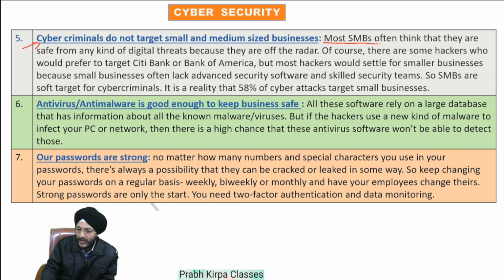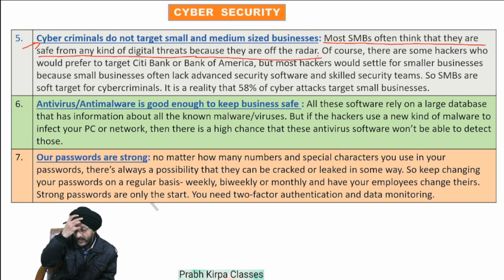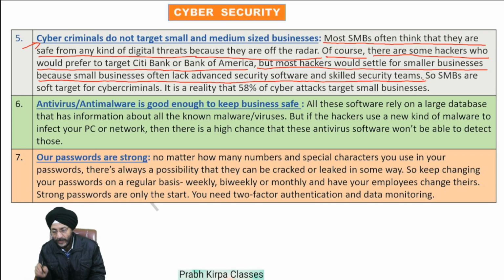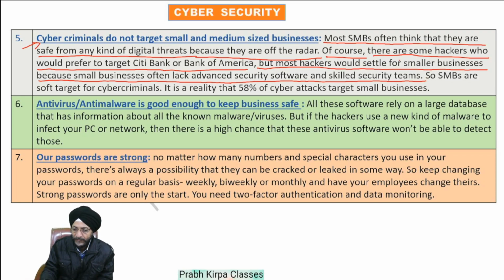Most small and medium sized businesses often think they are safe from any kind of digital threats because they are off the radar. They are not on the hit list of the hackers. Of course, it may be true. There are some hackers who would prefer to target Citibank or Bank of America, but most hackers would settle for smaller businesses because those hackers think that small businesses often lack advanced security software and skilled security teams. So, SMBs, that is small and medium sized businesses, are the soft targets for cyber criminals.